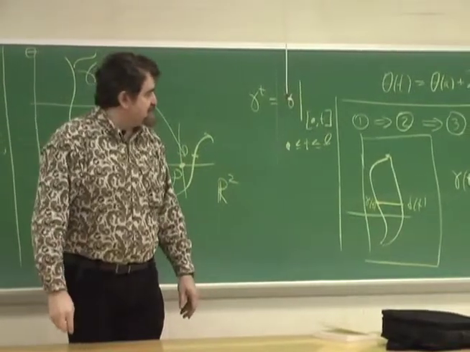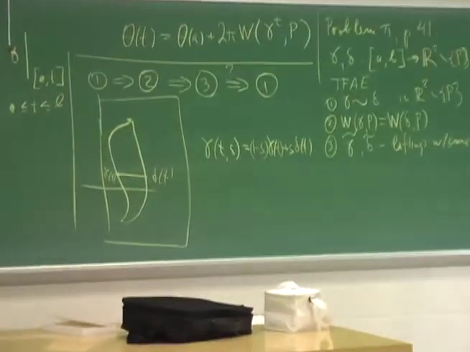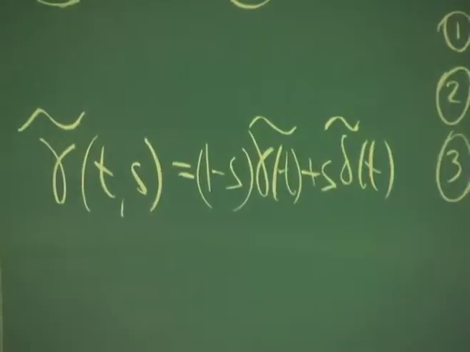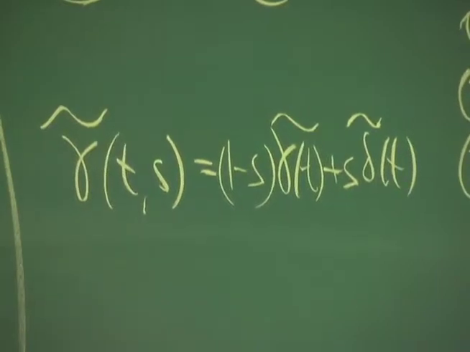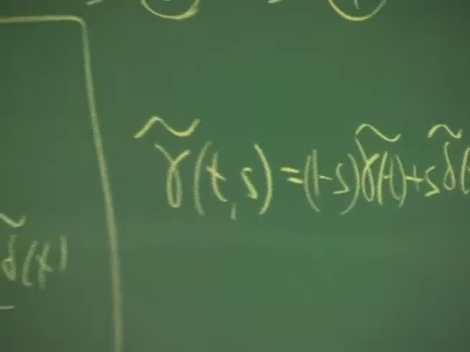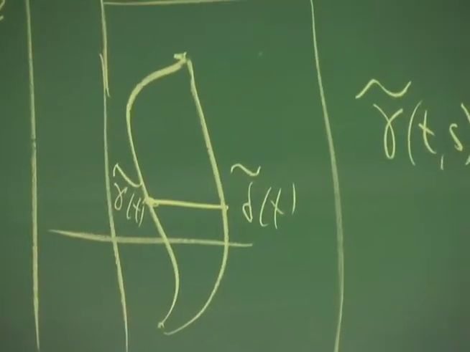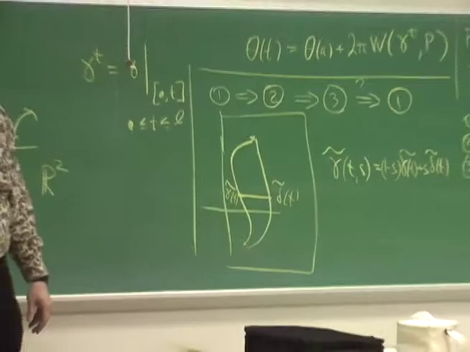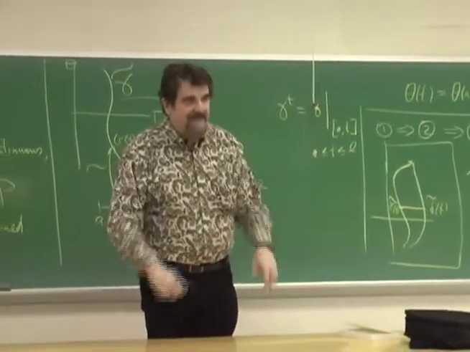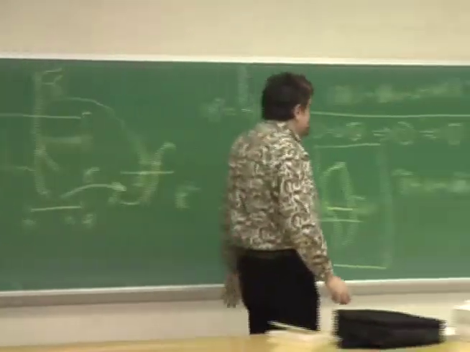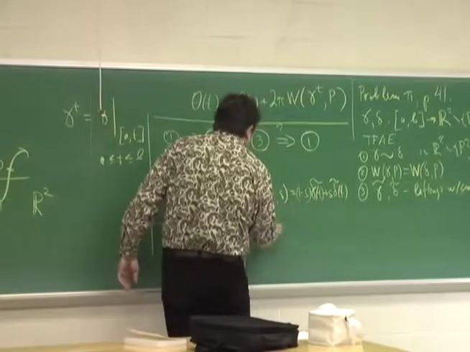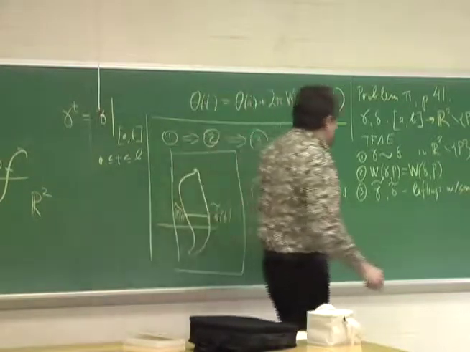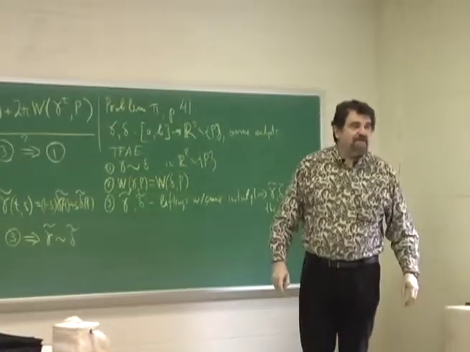If s is 0, you get the left path. If s is 1, I get delta tilde. So they are homotopic. But what did we use here? We used the fact that the right half plane is a convex domain, and in a convex domain, any 2 curves with the same ends are homotopic. We did it. So 3 implies that gamma is homotopic to delta, as curves with the same ends.